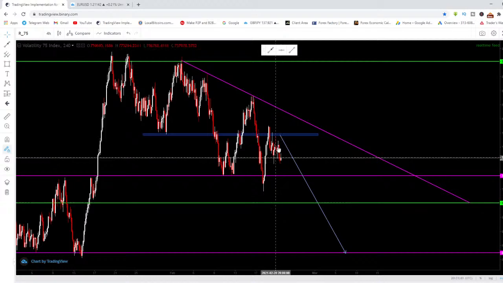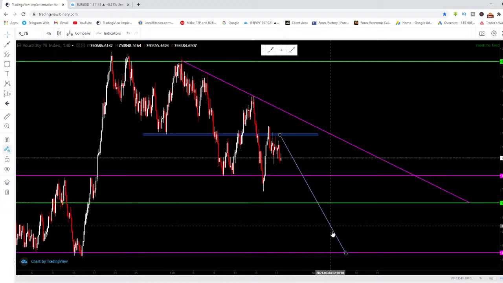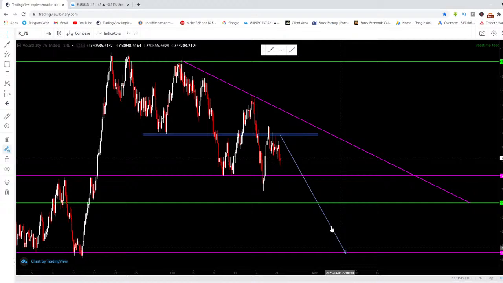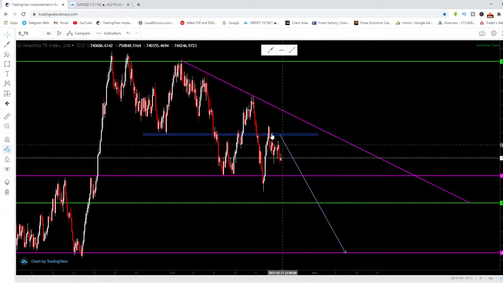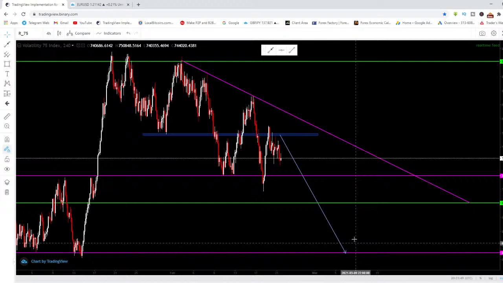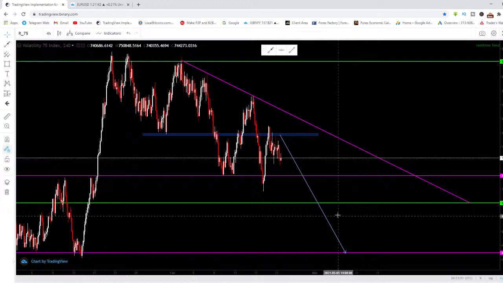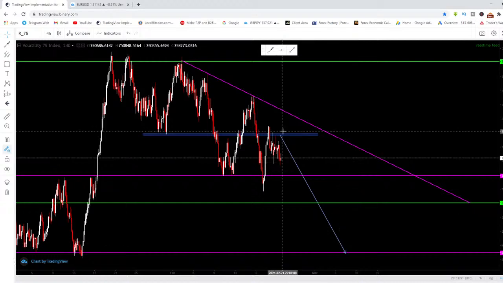So basically, this is going to be a swing low move, and you ride it all the way to the downside if you are able to control your emotion, right? So now that's what I'm expecting on volatility 75.